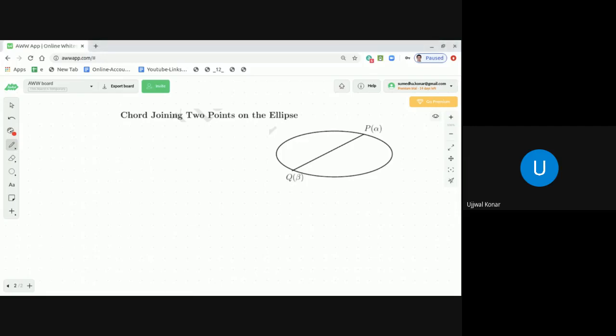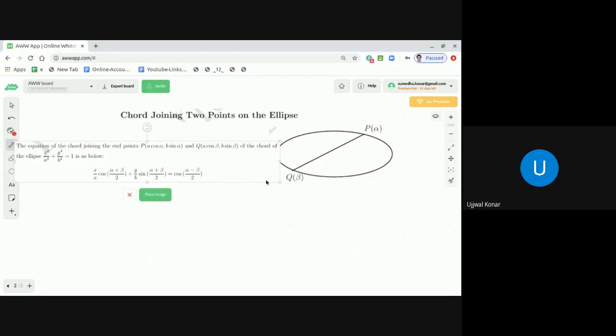We are going to find the equation of that line segment PQ, where P and Q are two points on the ellipse. So how are we going to find it, dear students? There is a formula for that, and you need to remember this formula and apply it, not only remembering, but applying it as and when required while solving problems.